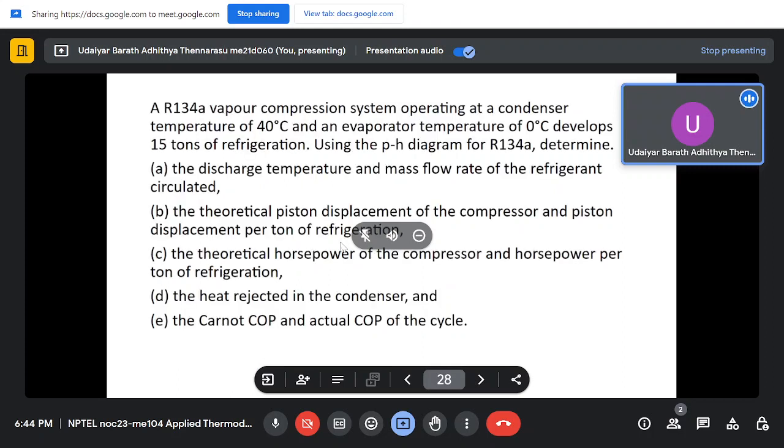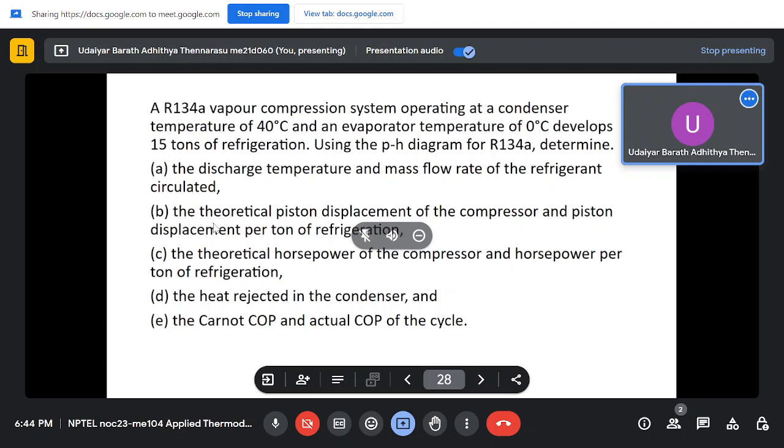So next, we have an R134A vapor compression system operating at a condenser temperature of 40 degrees Celsius and an evaporator temperature of 0 degrees Celsius. It develops 15 tons of refrigeration. So that is the cooling capacity. So using the p-h diagram for R134A, determine the discharge temperature and mass flow rate of refrigerant circulated.